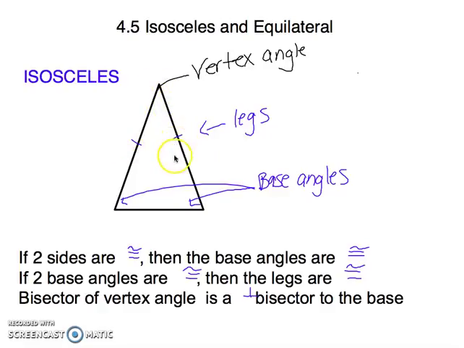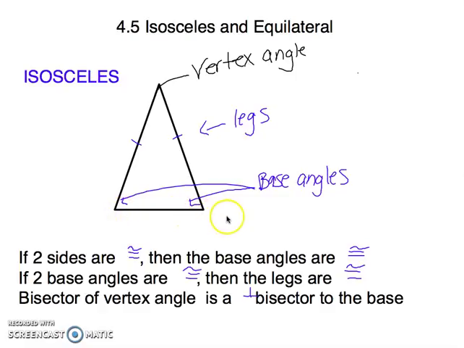Base angles are congruent. Here's your base angles. They are congruent. The base angles are opposite the vertex angle, and this segment down here is called the base. If two sides are congruent in the triangle, that automatically means the base angles are congruent. The base angles down here are created by the legs and the base.